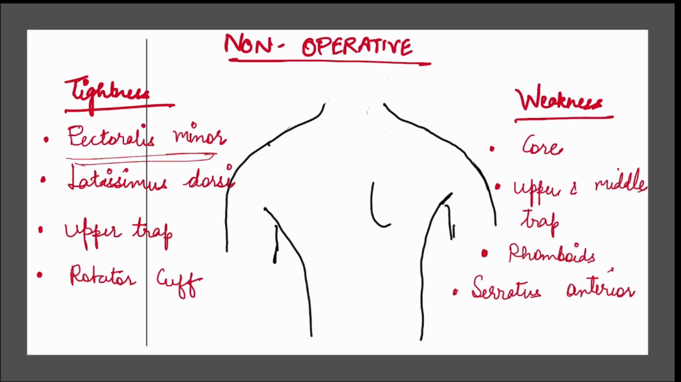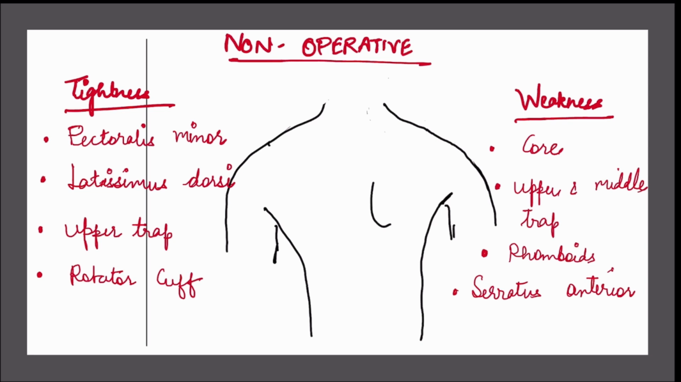The second muscle is the latissimus dorsi. Latissimus dorsi tightness can be suggested when here and here there are tender points within the latissimus dorsi. Similarly, upper trapezius and rotator cuff tightness can be there. It is mostly the reduced internal rotation of the shoulder, which is GIRD, glenohumeral internal rotation deficit. It is not possible to cover that in this video. It can be taken in another video.